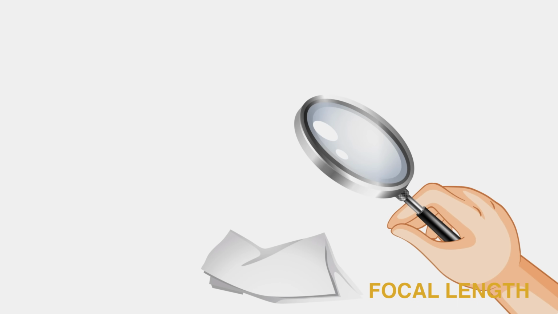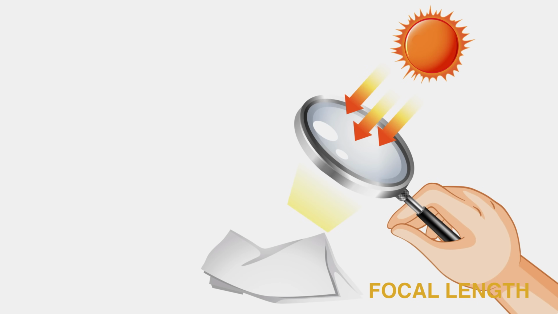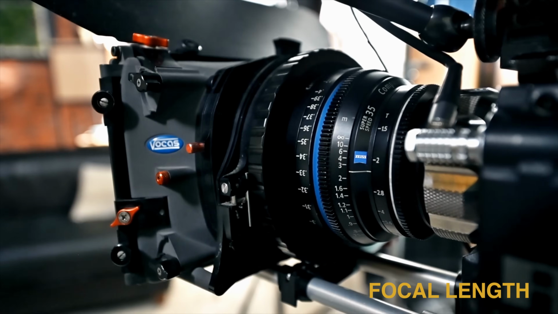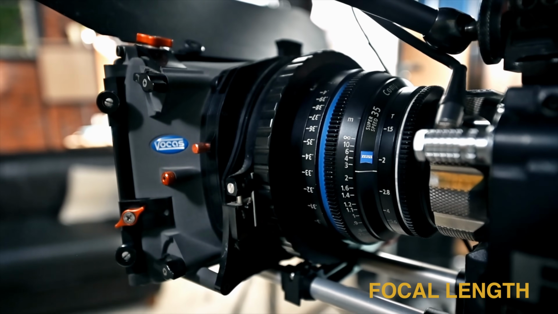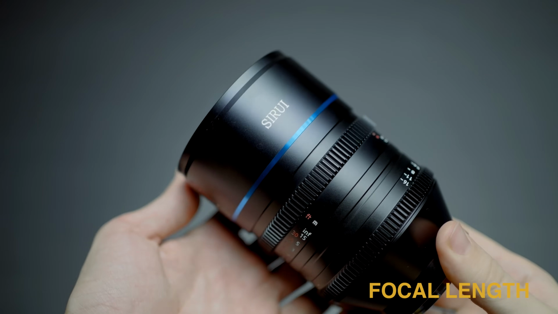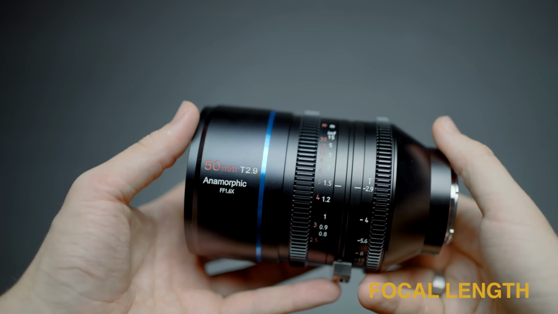Think of a magnifying glass. When you use it to concentrate sunlight on a piece of paper, there's a point where all the rays converge and burn the paper. That's the focal point. The distance from the glass to that point is its focal length. Modern Cine lenses are far more complex, but the principle is the same. Focal length defines how a lens directs light to the image plane.